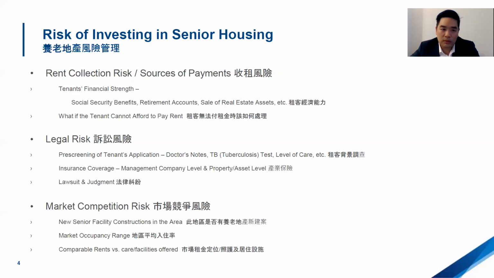One of the concerns is legal. A lot of investors worry about, hey, what if we get into a lawsuit, or something happens to a senior and someone passes away? That's going to be a huge liability.